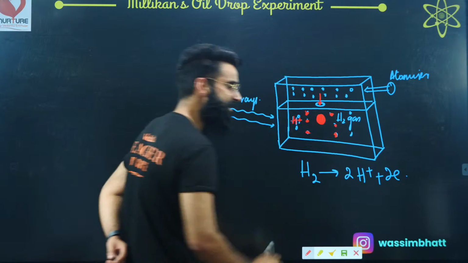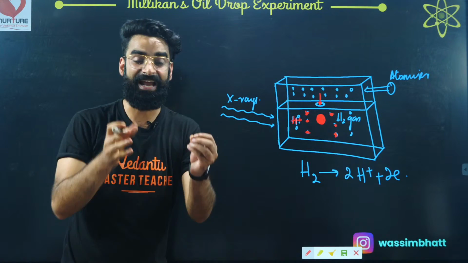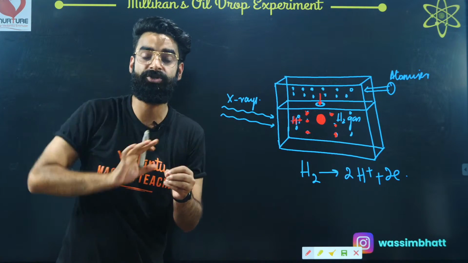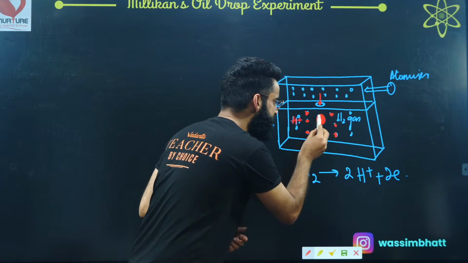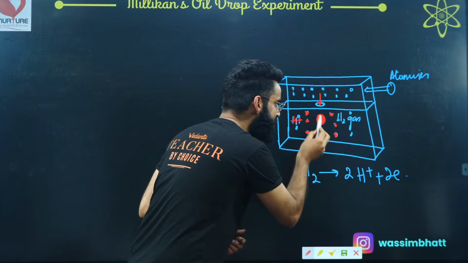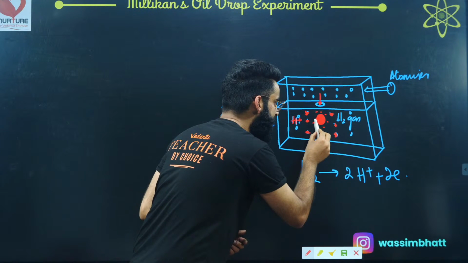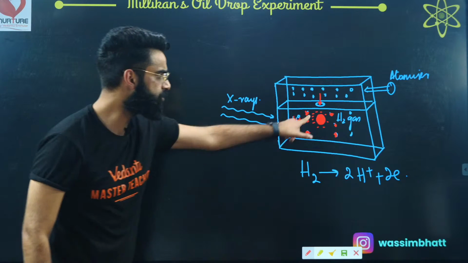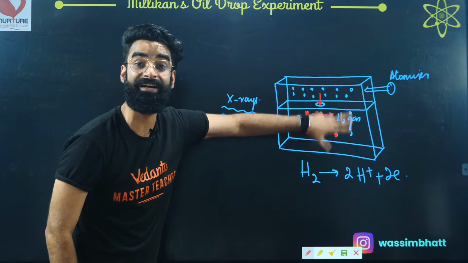Let me tell you, there is a property of the oil droplet: oil droplets capture electrons. If I bring some electrons in the vicinity of the oil droplet, it will capture the electrons towards itself. So these electrons are in the vicinity of this oil droplet, and they will get captured by it, due to which there will be negative charge on this oil droplet. Absolutely right. So this oil droplet contains negative charge because it has captured the electrons in its vicinity.